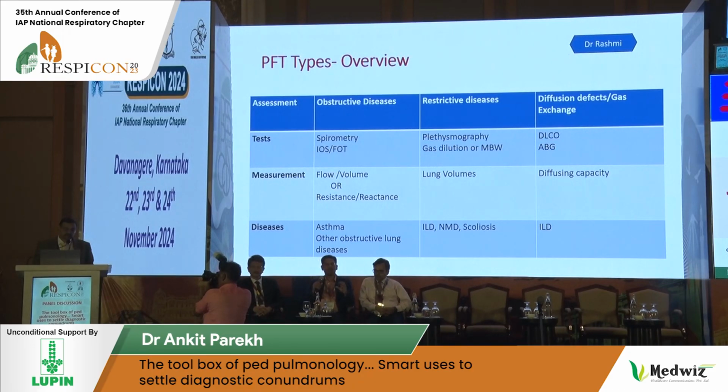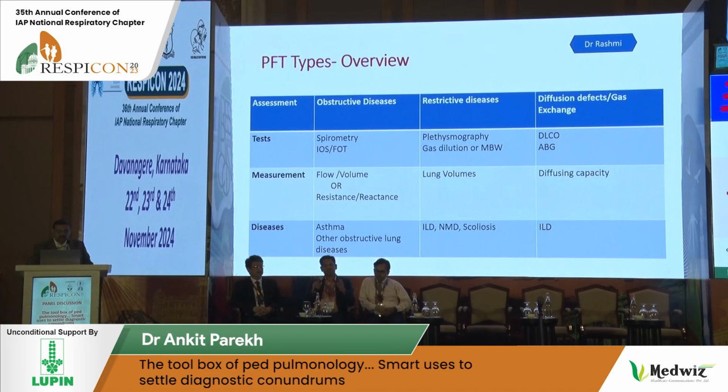Suppose you are thinking of any restrictive disease, so spirometry may be abnormal. For the better quantification of the lung function, you can do advanced tests like body plethysmography or multiple breath techniques, gas dilution techniques, so that you can use. So they will measure the lung volumes. Please remember this residual volume, total lung capacity cannot be measured by the spirometry.